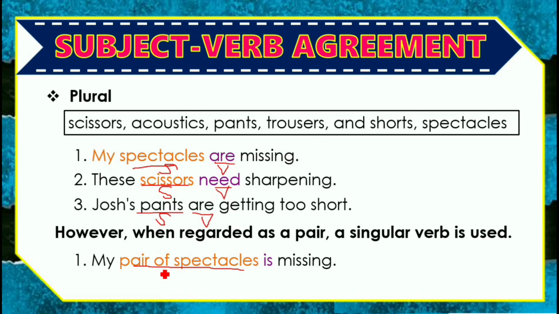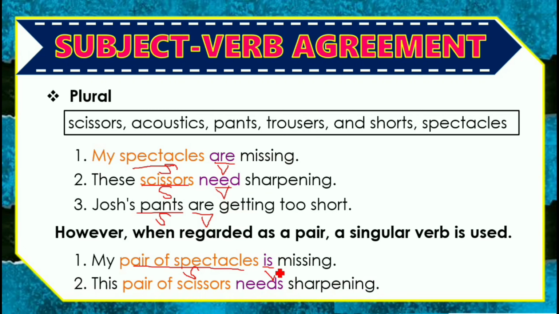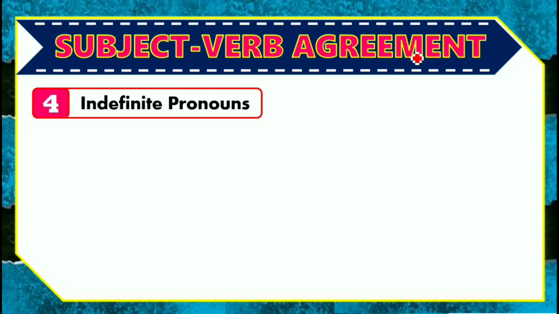When it is regarded as a pair, again, it becomes singular. So this pair of spectacles becomes singular. That's why you use a singular verb. Another one is this pair of scissors needs sharpening. Pair of scissors now becomes singular and requires a singular verb. Number 4 is indefinite pronouns.